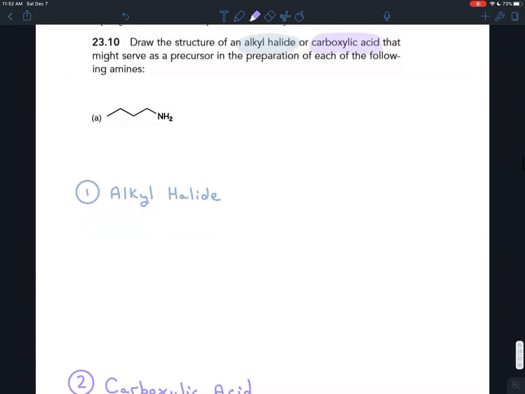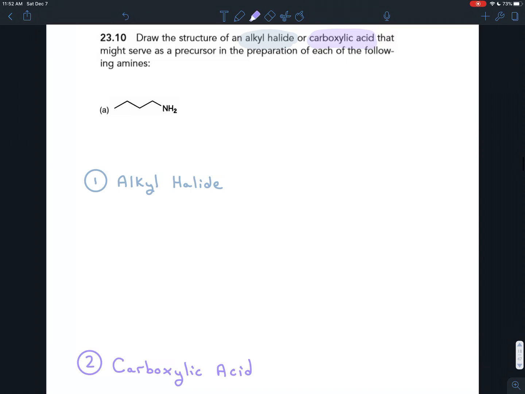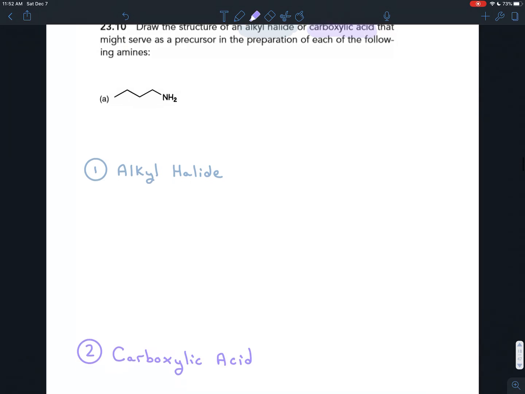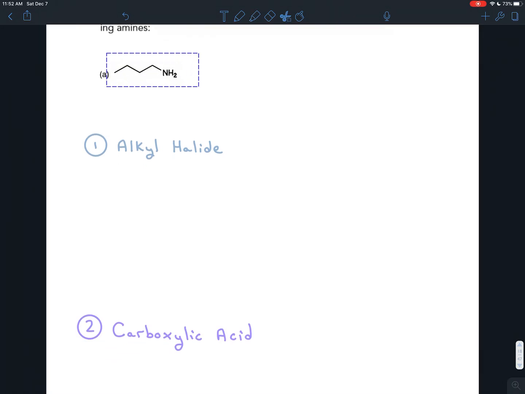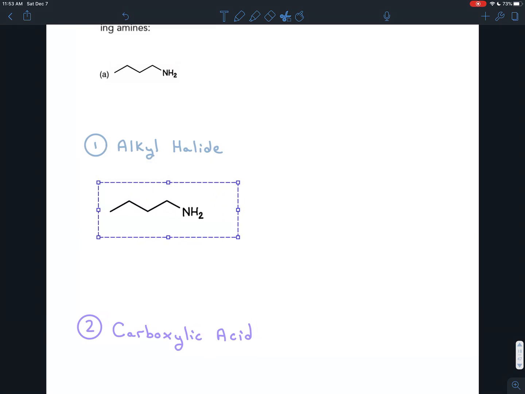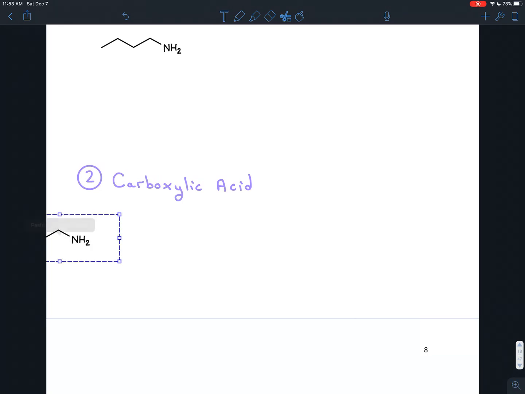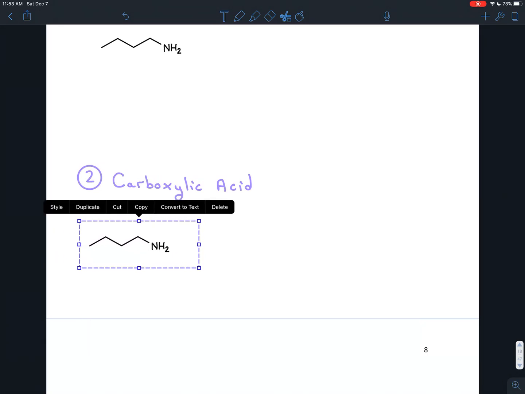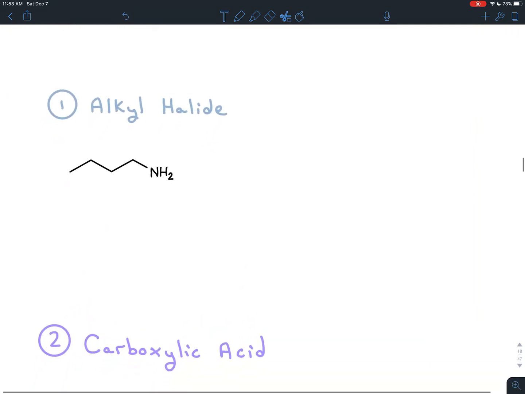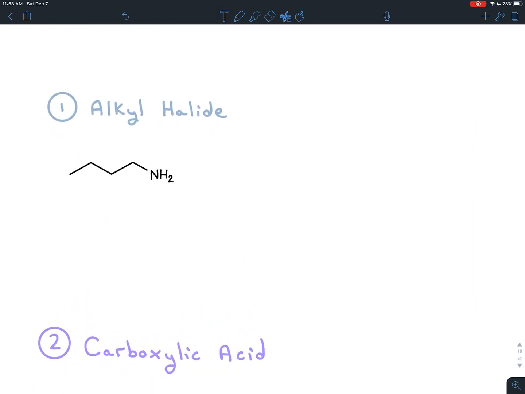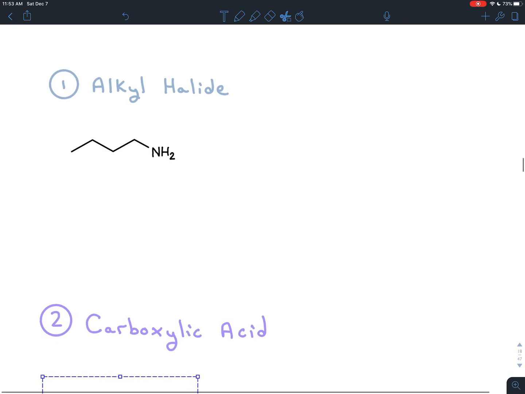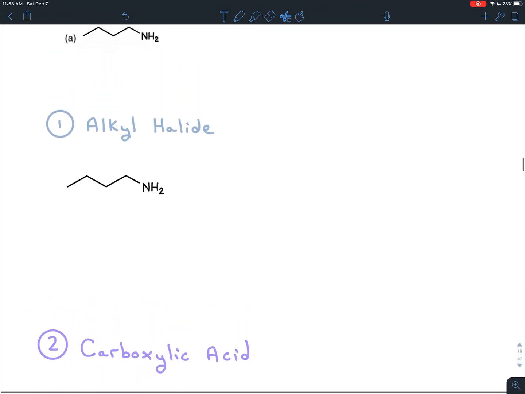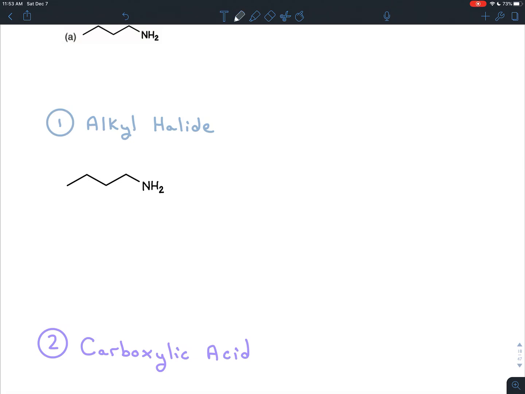So, in each of these molecules, and they give us several amines, we're going to see how to make them in two different ways. Once using an alkyl halide, and then again using a carboxylic acid. So I'm going to draw these molecules separately for each of these methods. And we'll think about how we can synthesize these from alkyl halides or carboxylic acids. Okay, so let's do retrosynthesis.